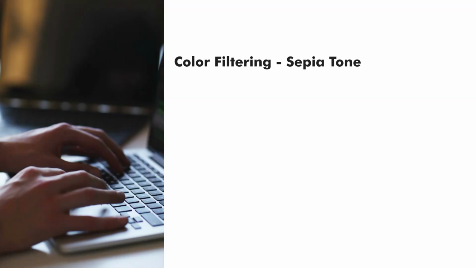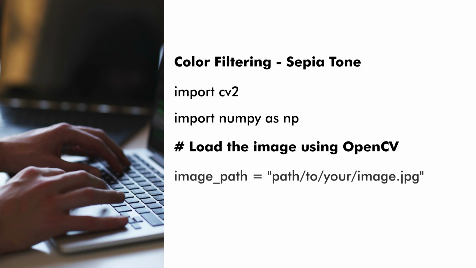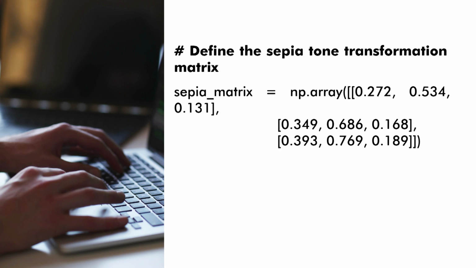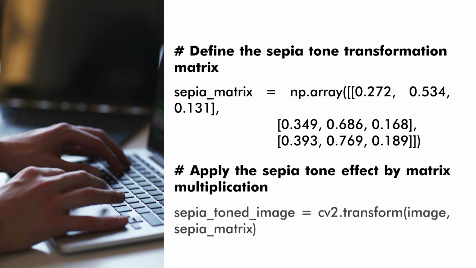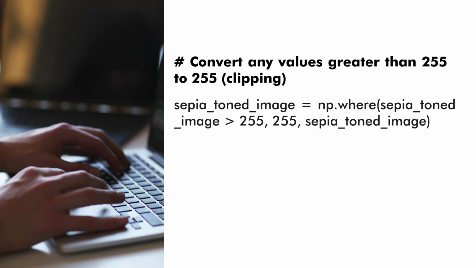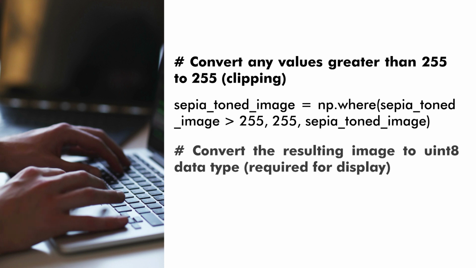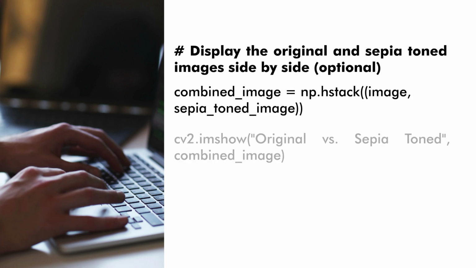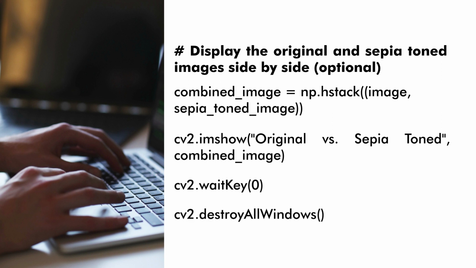So, code for this, you have to implement this code in your system. First of all you have to import the libraries, then load the image using OpenCV, then define the sepia tone transformation, that is called transformation matrix, then apply the sepia tone effect by matrix multiplication. After that convert any values greater than 255 to 255, that is called clipping. Then convert the resulting image to the data type which is required to display. Then display the original and the sepia toned images side by side, that is optional.